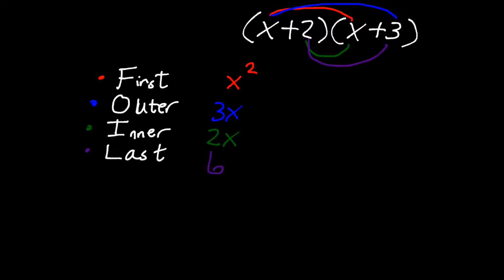Then all I have to do is combine all of my pieces here. I have x squared plus 3x plus 2x plus 6.